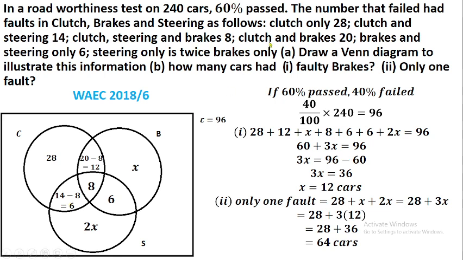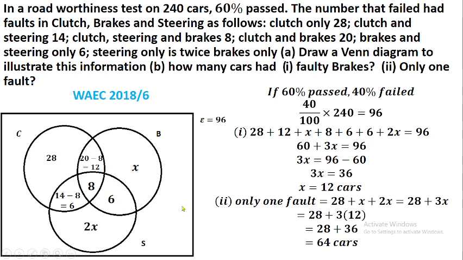Then clutch and brake. Clutch and brake now, which is the intersection between clutch and brake. They didn't say clutch and brake only also. So that means you have 20 minus 8 as well. That will give us 12. Are we there? Then brake and steering only now. Brake and steering only, they put only here also. That means this place is 6. So you can see that we did not remove anything from this one.